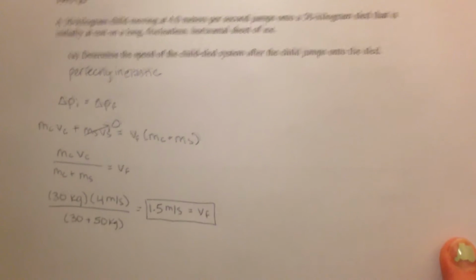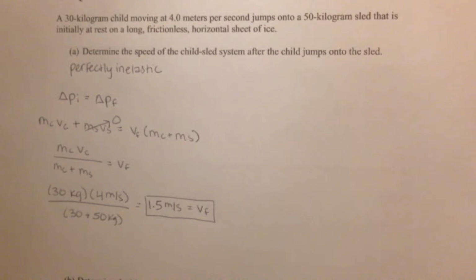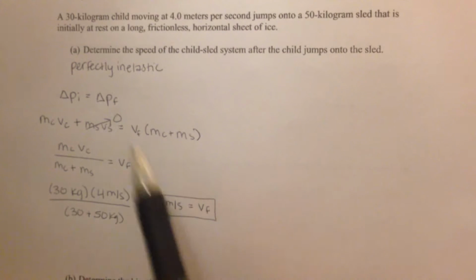So an important thing that comes to mind when you're first reading this is elasticity. You have two objects that are separate and they come together into one object. And this is called a perfectly inelastic system. And that will be pretty important later in this problem. So to solve this, we're going to use conservation of momentum again.